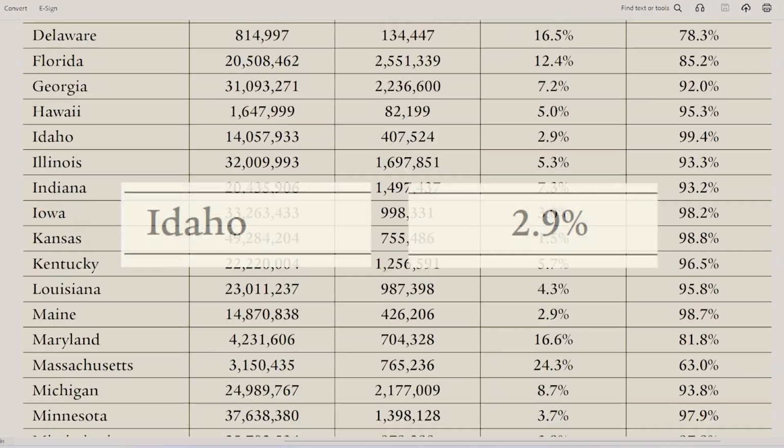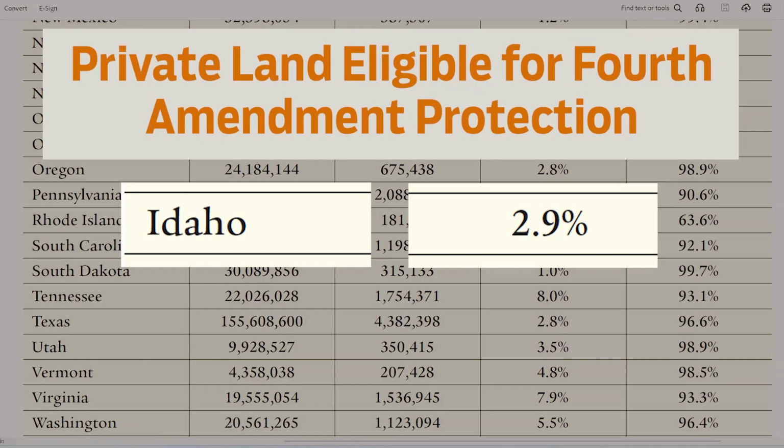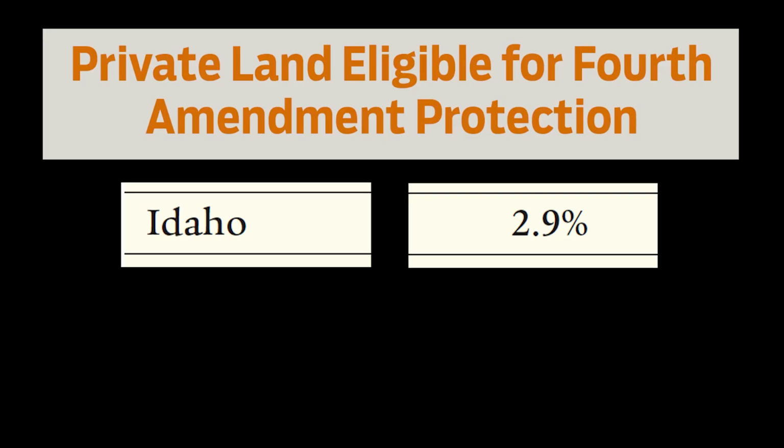In Idaho, only 2.9% of private land is eligible for Fourth Amendment protections.